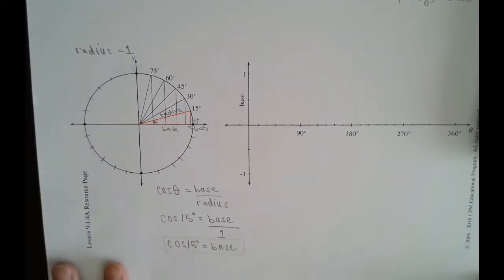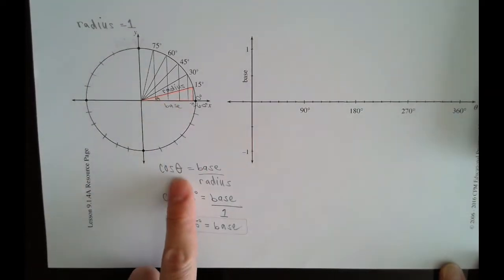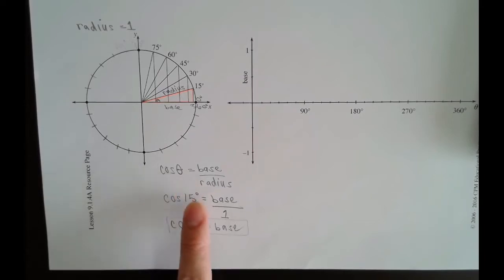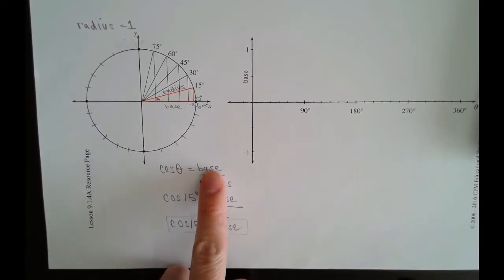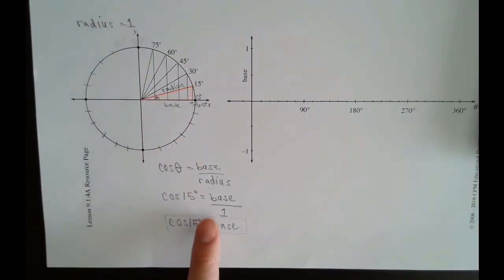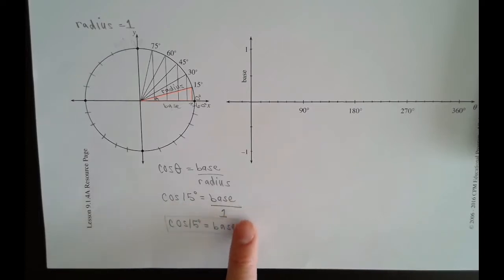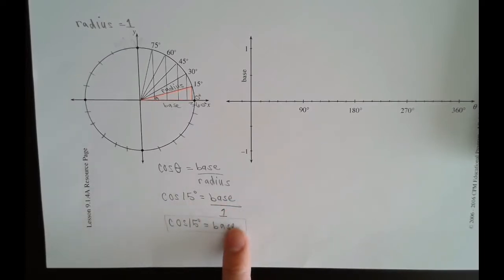All right, cosine. For 15 degrees, I just used theta for the formula, but I'll switch to the angle here. Cosine is the base side divided by the radius side. Remember, this is a unit circle, so the radius is 1 all the way around. So the radius is 1, and I use 15 degrees for the angle. Well, base divided by 1 is just base, so I went ahead and called that base.